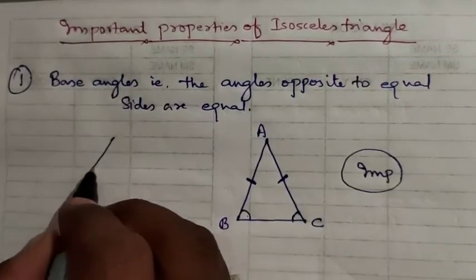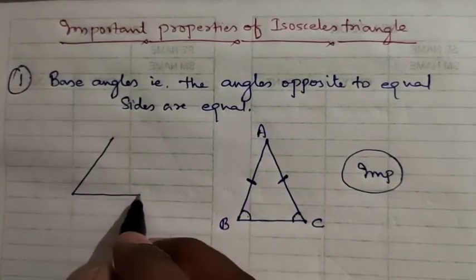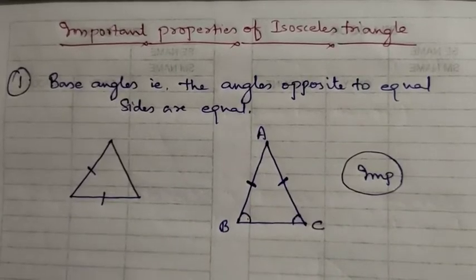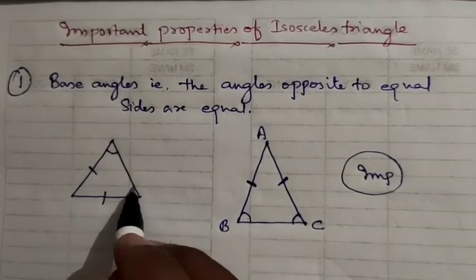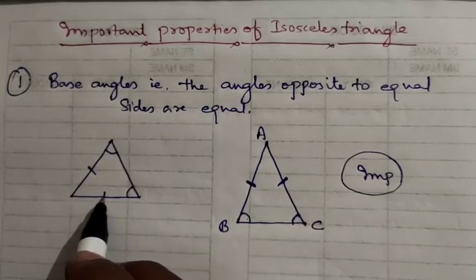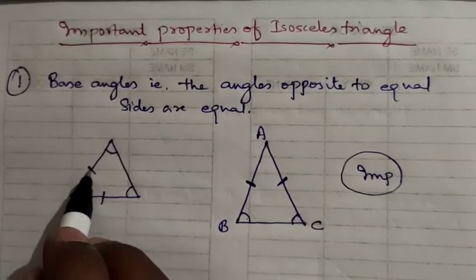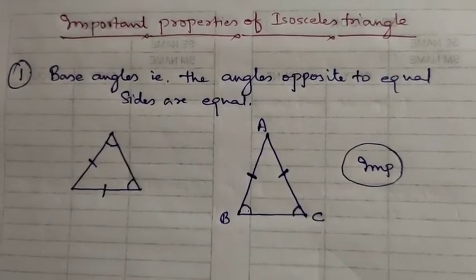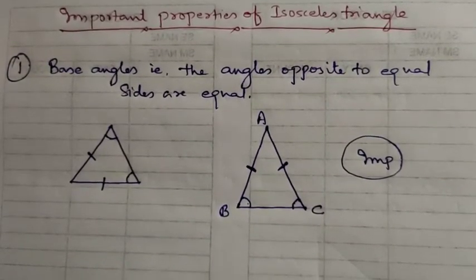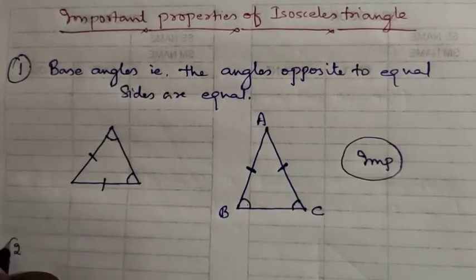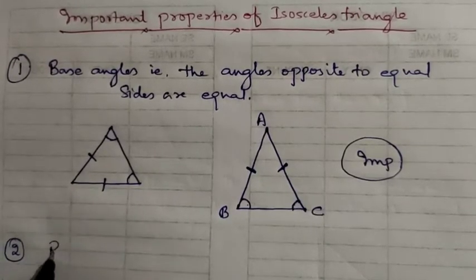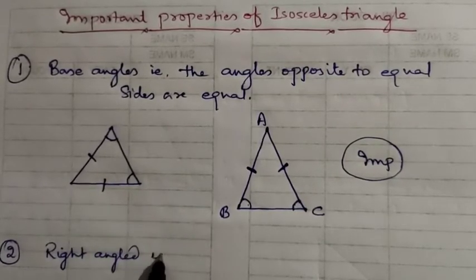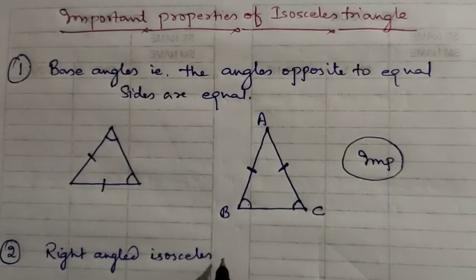If 2 angles are equal, it means that the opposite sides are also equal. Let me give you one more example. Suppose this is an isosceles triangle with this side equal to this. Then this angle and this angle will be equal, because the angle opposite to this side is this angle, and the angle opposite to this side is this angle. This we have to understand whenever it is given in the question. Now, the second property is regarding right angled isosceles triangle.